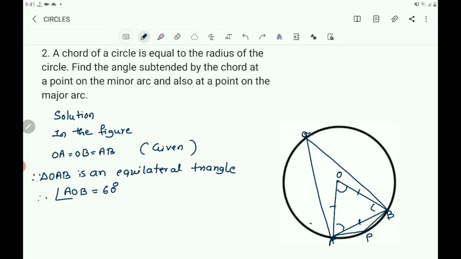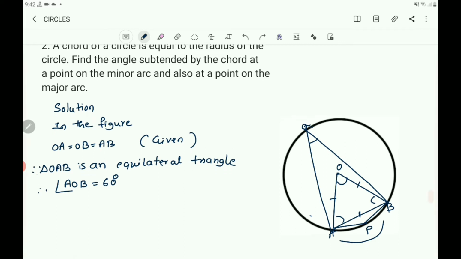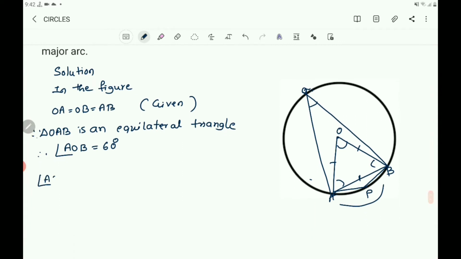And if you take the angle AOB and angle AQB, you know that angle AOB and angle AQB are the angles made by the same arc APB or same chord AB at the center and at the point on the other part of the circle. So the central angle must be twice of this angle, or this angle must be half of this angle. So you can take angle AQB equals half angle AOB.